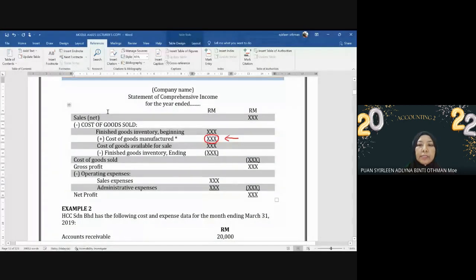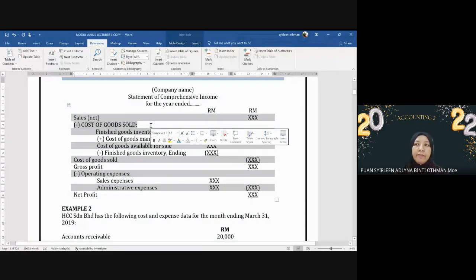So you have your sales. So kalau sales ada discount ke what not, you akan tolak macam biasalah. So kalau ada returns, you akan tolak dekat sini. Kalau ada discount pun you akan tolak dekat sini untuk dapat the net sales. Macam biasa. Okay, and then kita akan minus COGS.